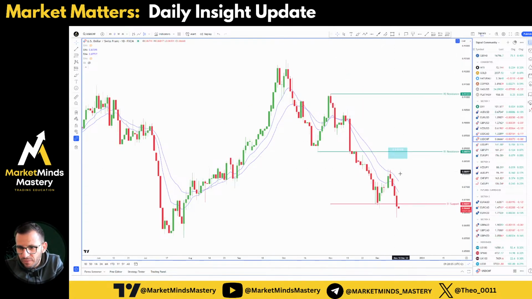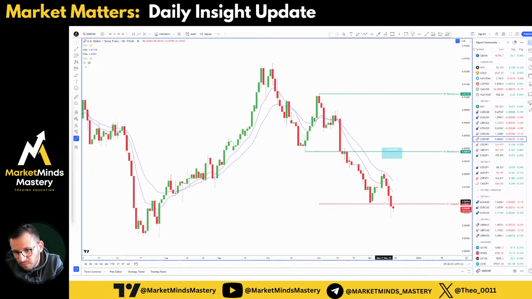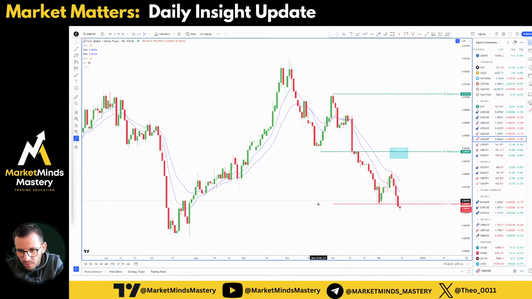USD CHF, I marked the Fibonacci area of 50 and 61.8% up to this level. Expected that the price will come all the way up here before it dropped. It didn't come, so price made a new low here. We're going to refine support and resistance, and we're going to move on the daily chart. The new support becomes this one here.